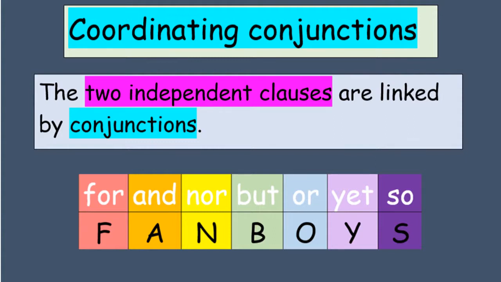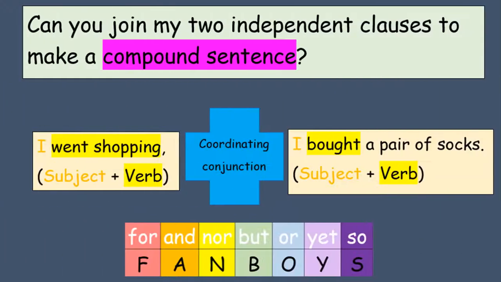We can remember the conjunctions by using an acronym, fanboys. This stands for for, and, nor, but, or, yet, and so. Let's make a compound sentence together.